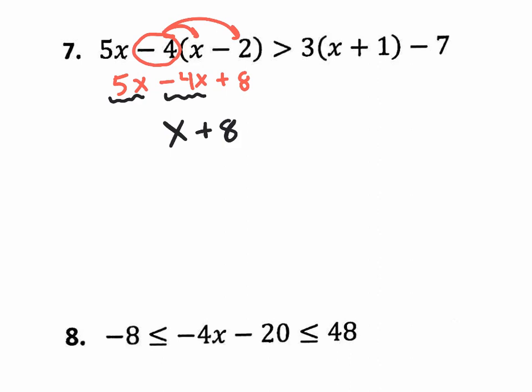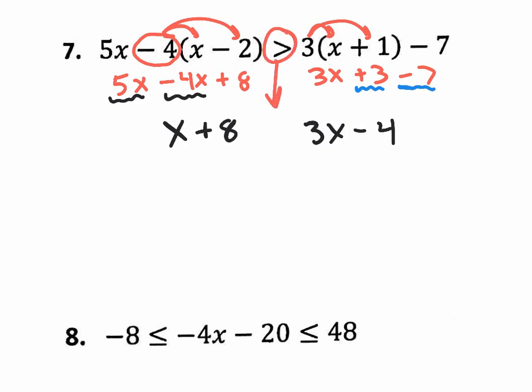Now let's simplify the right side of this inequality. 3 times x, that's also 3x. 3 times 1, that's 3. Bring down the minus 7. After distributive property, it's combining like terms. Combine the 3 with the minus 7. You do that in your head, you'll get a minus 4. So what we really have is the 3x minus 4. Let's not forget about this inequality symbol. We need to bring it down in between the two. It's a greater than symbol.